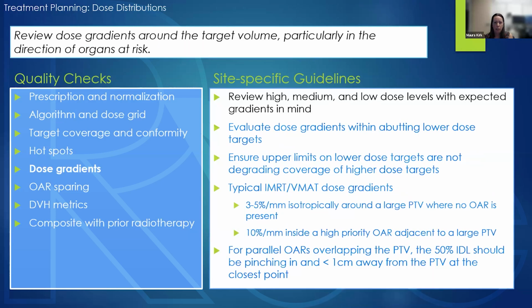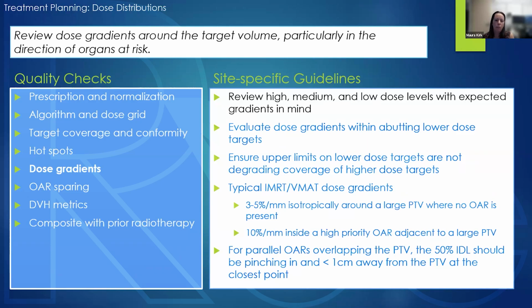For dose gradients, review high, medium, and low dose levels and have sort of an expected dose gradient that you're looking for. Evaluate the dose gradients with abutting lower dose targets. Ensure upper limits on lower dose targets are not degrading the target coverage. So if you have a really tight upper objective on your low dose and you don't have an appropriate distance between the low dose and high dose structure, you may actually be pushing down on the coverage of your high dose target.